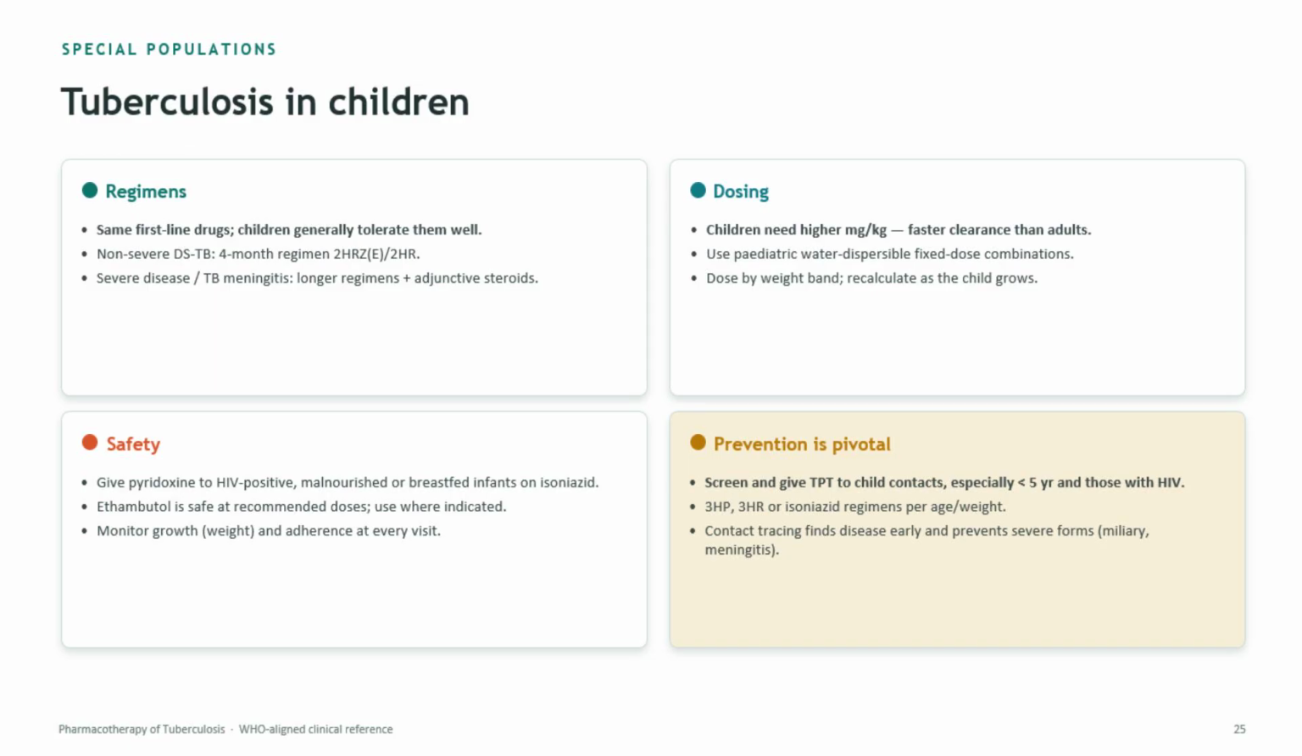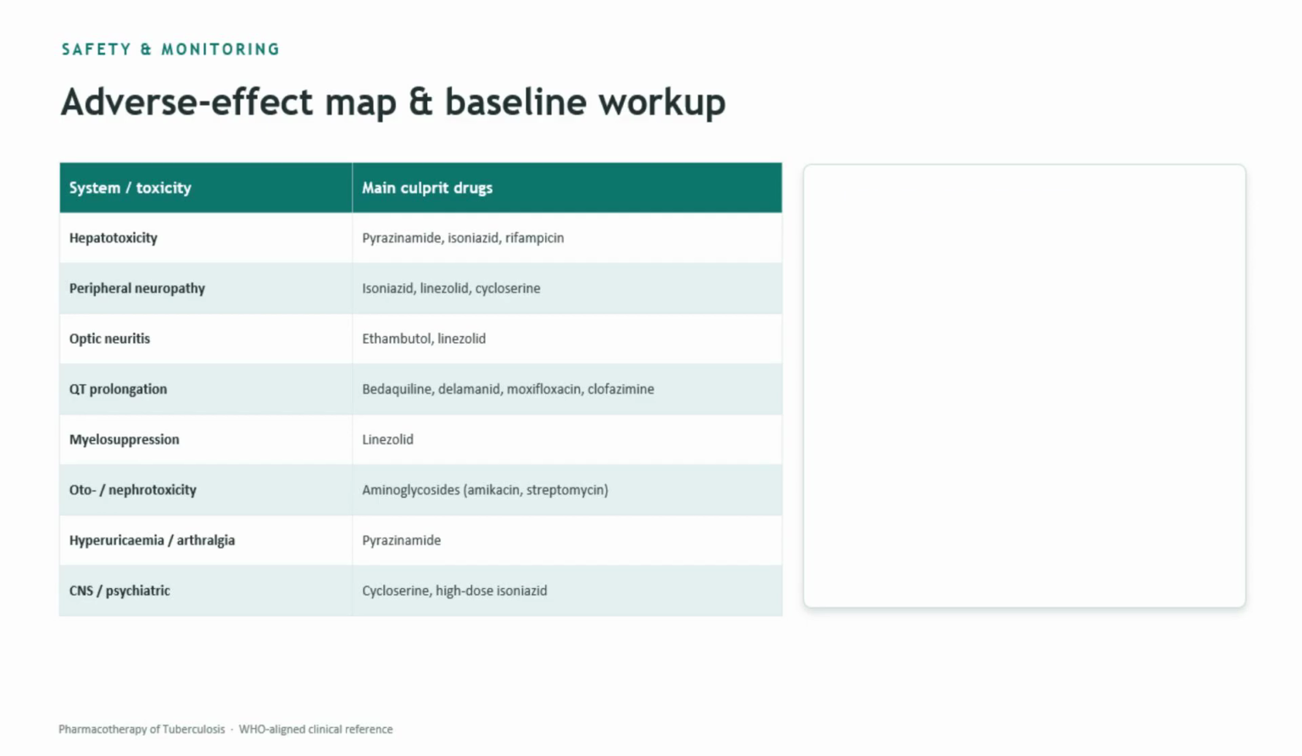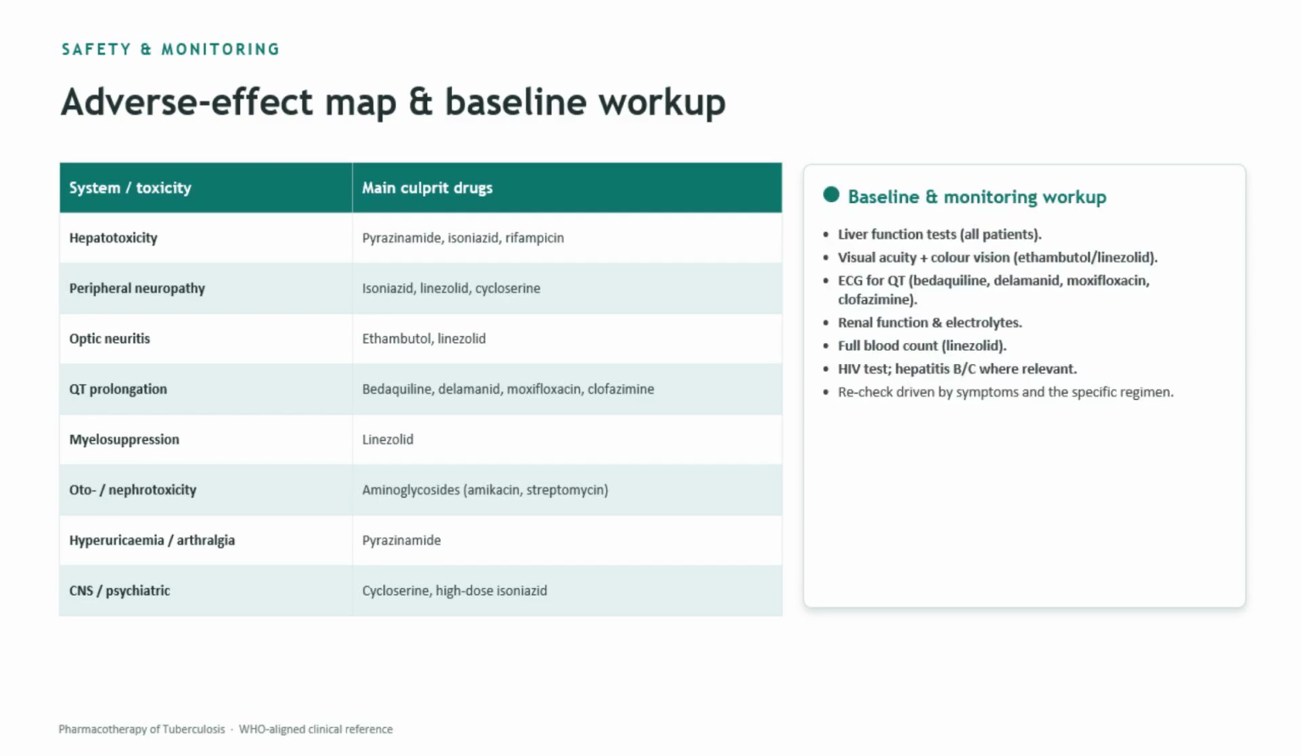Dosing is where people slip. Kids need higher milligrams per kilo because they clear the drugs faster, so use the pediatric water dispersible fixed dose combinations, dose by weight band, and recalculate as the child grows, and give pyridoxine to HIV positive, malnourished, or breastfed infants on isoniazid.